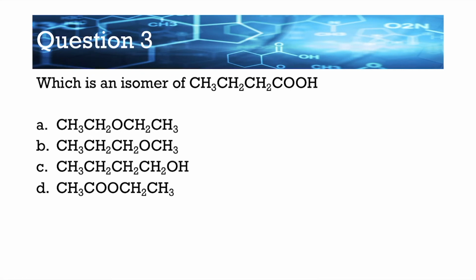So, question number 3 says, what is an isomer of this compound? So this formula is C4H10O. I miscounted, sorry. It is C4H8O2. So you want to find a compound that has the same formula as that.